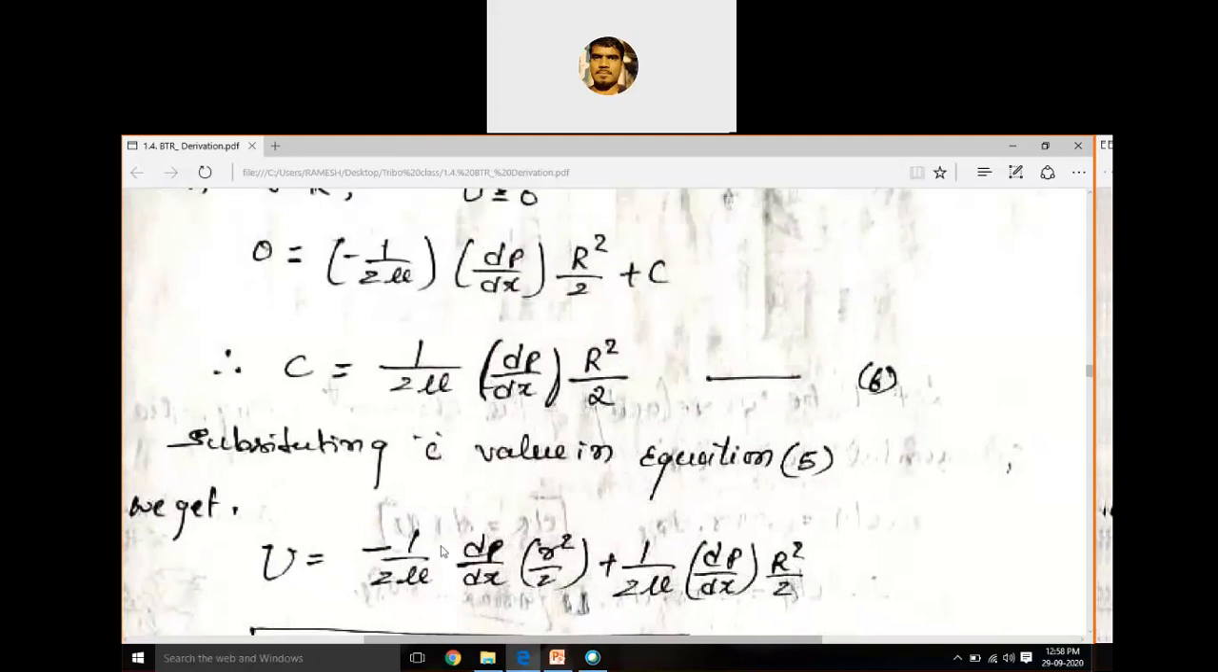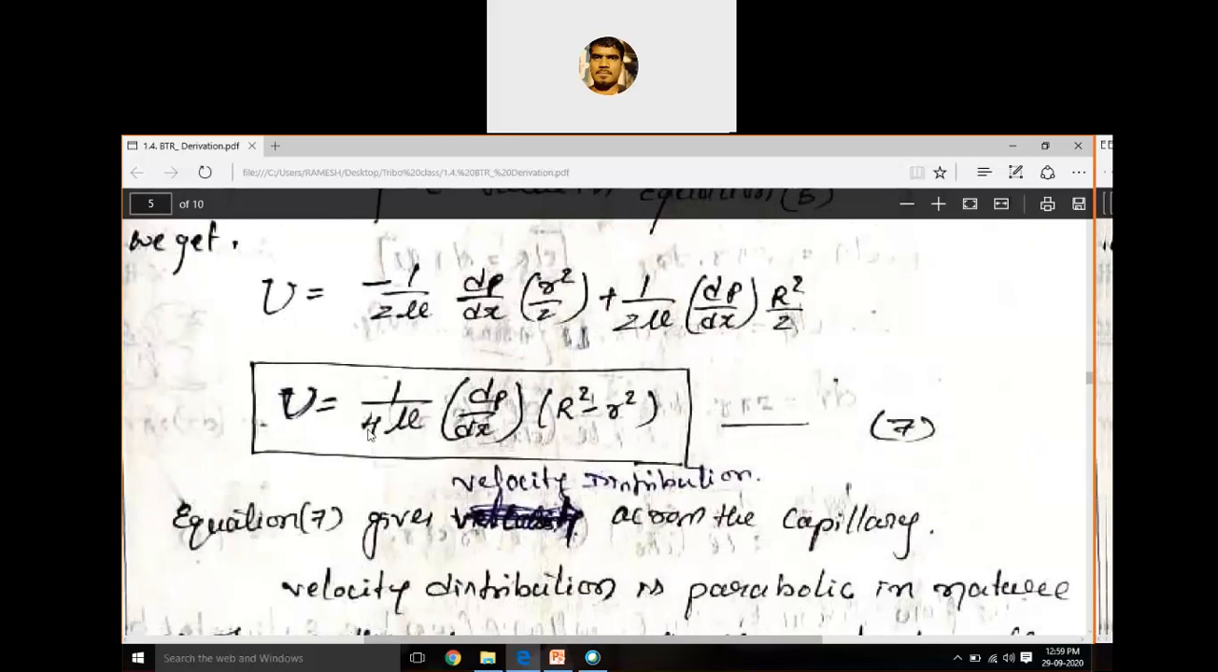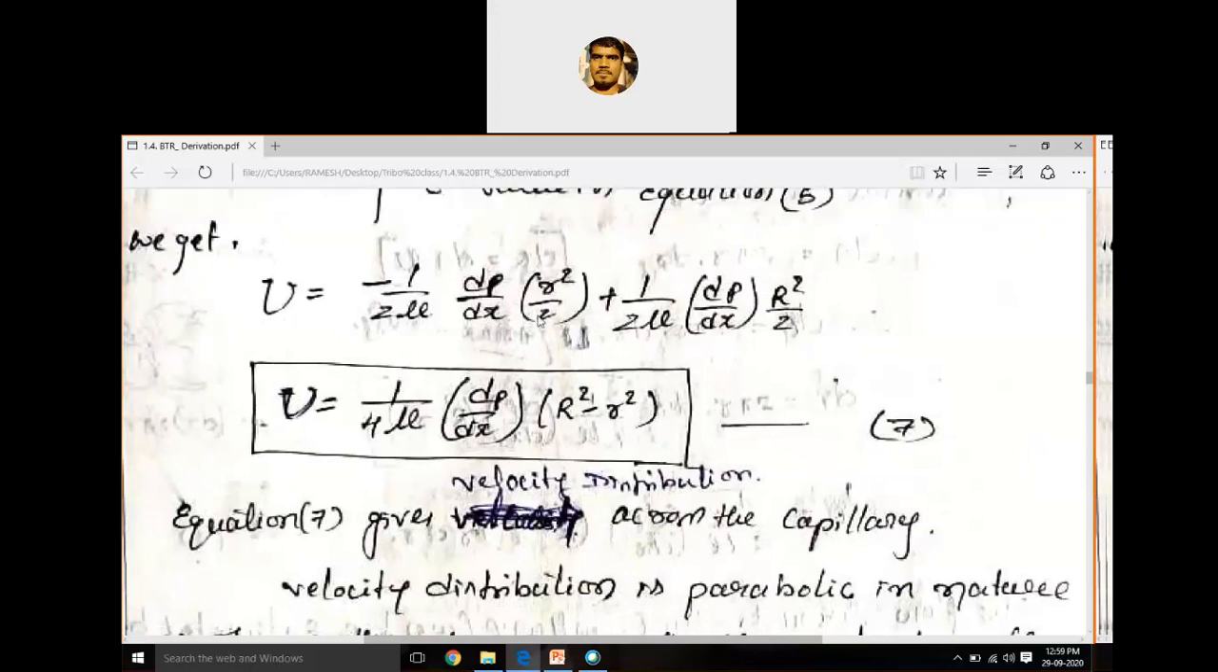And here just take out the common, 1 by 2 mu dp by dx, 1 by 2 mu, here also 2, so 2 into 2 is 4, it becomes 1 by 4 mu dp by dx, capital R square minus small r square. This is the velocity distribution for this capillary tube. Okay, the velocity distribution is parabolic in nature. We already know that the velocity distribution is parabolic in nature.